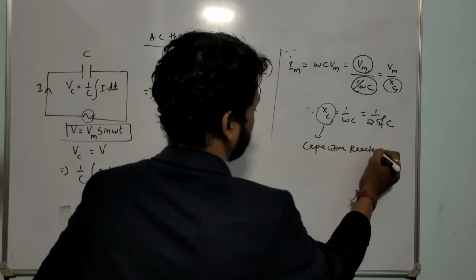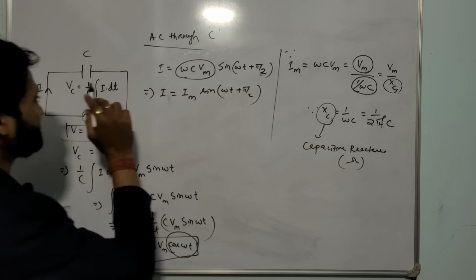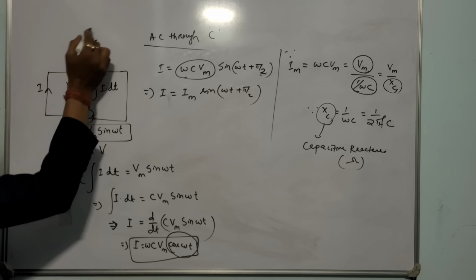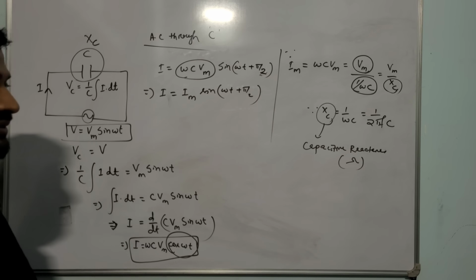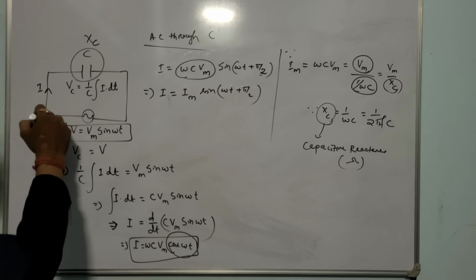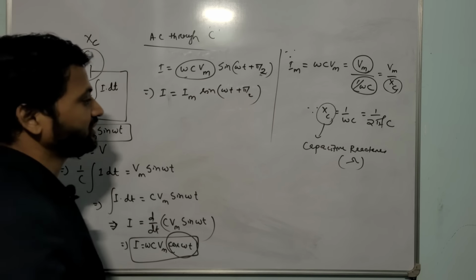XC is the capacitive reactance. What is the unit of XC? Ohm. मतलब XC is the capacitive reactance, which is an opposing property of the capacitor which opposes the flow of current. Again I repeat, capacitive reactance is the opposing property of a capacitor which opposes the flow of current. I think it is clear.